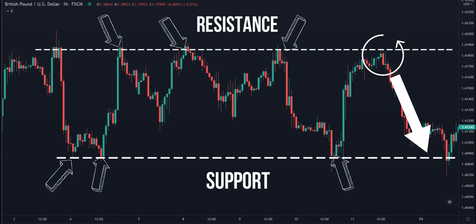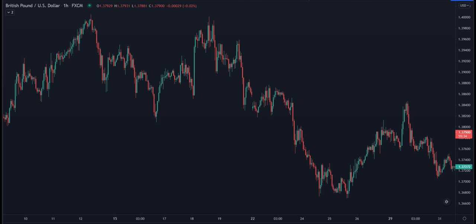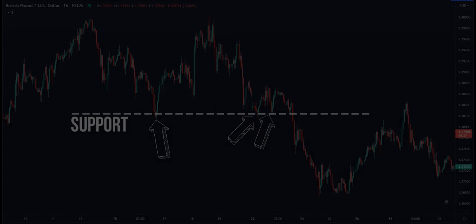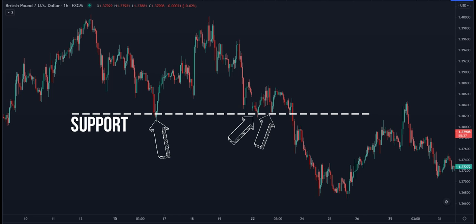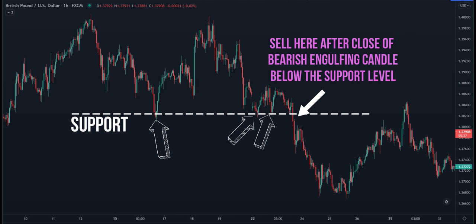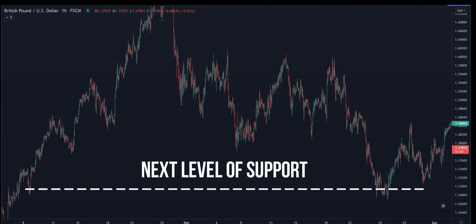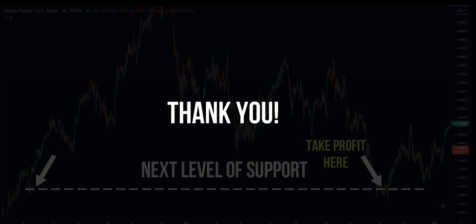Now we are going to look at a breakout entry from a level of support or resistance. Right here, we see a level of support is confirmed by the 3 touches here. Now if price breaks this level of support with a nice bearish engulfing candle, then we can now enter a sell trade from here. Then, we can exit or take our profits on the next previous level of support right here on the left. And that ends our video.